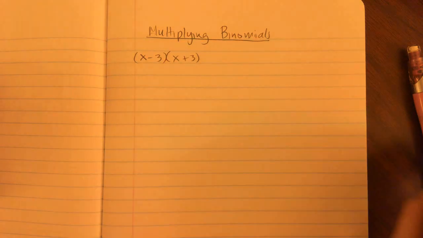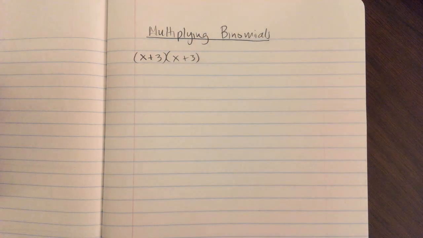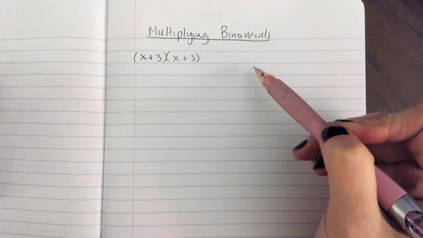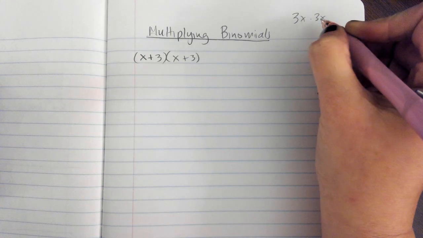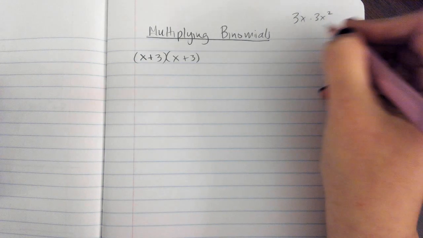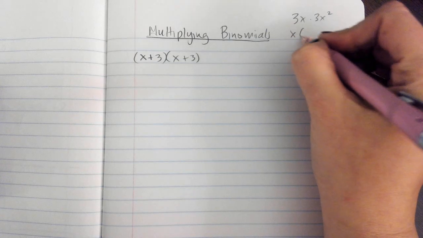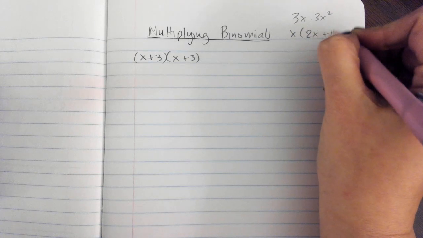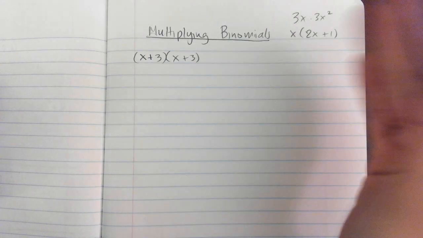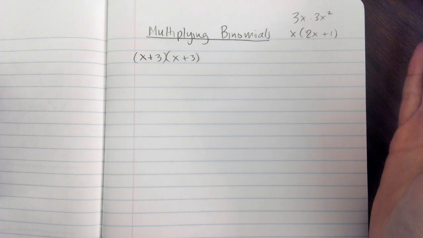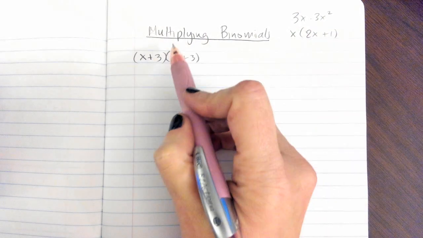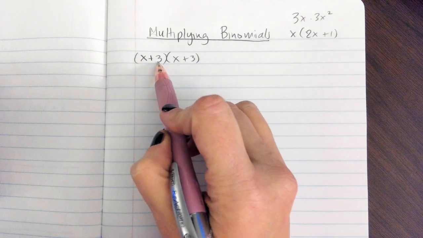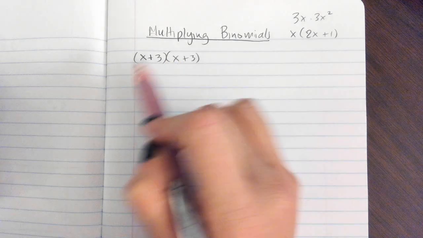All right, today we're going to start by multiplying binomials. Up until now, we've multiplied a monomial by something, like 3x times 3x, or 3x squared, or x times 2x plus 1. So we multiplied a monomial by either a binomial or another monomial. Now we're going to be multiplying binomials together. That means we're going to be multiplying expressions with two terms by each other.